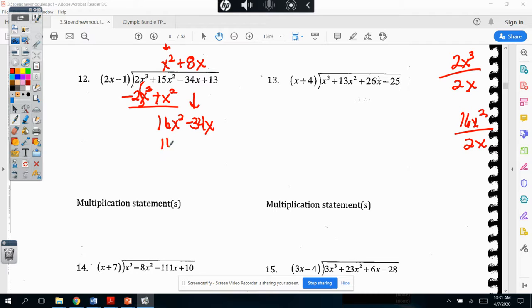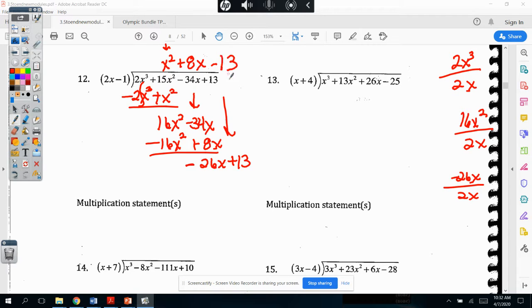times, multiply down, 16x squared minus 8x, change all the signs, and you will get a negative 26x. Drop down your plus 13. How many times does 2x go into negative 26x? Be negative 13 times. Multiply down, you get negative 26x plus 13. Change the signs, and you get no remainder.